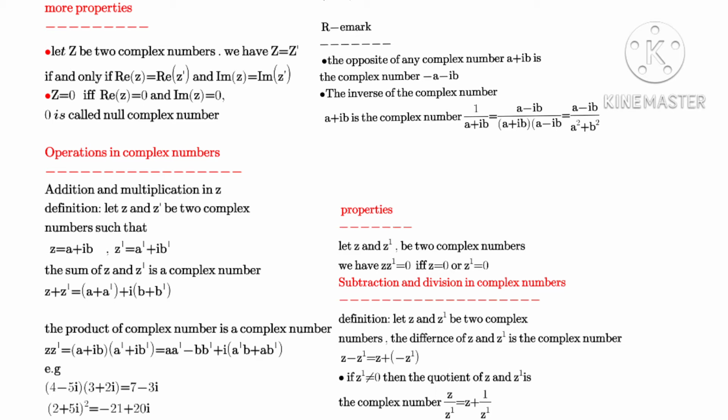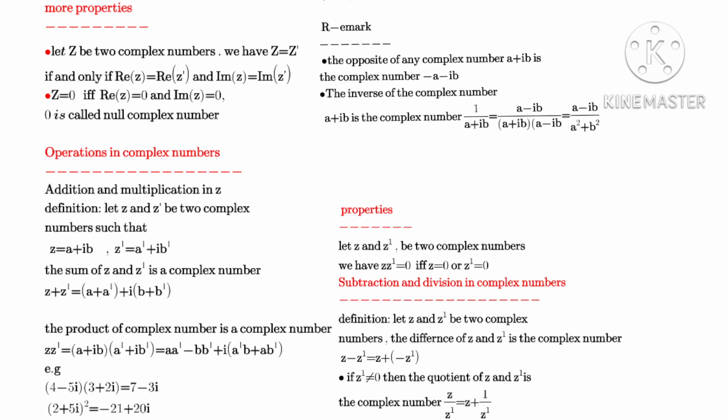Now z is equal to 0 if and only if the real part of z is equal to 0 and the imaginary part of z is equal to 0, where 0 is called the null complex number. Then we have some other important operations. We have the addition and multiplication of complex numbers. So we have the definition there.